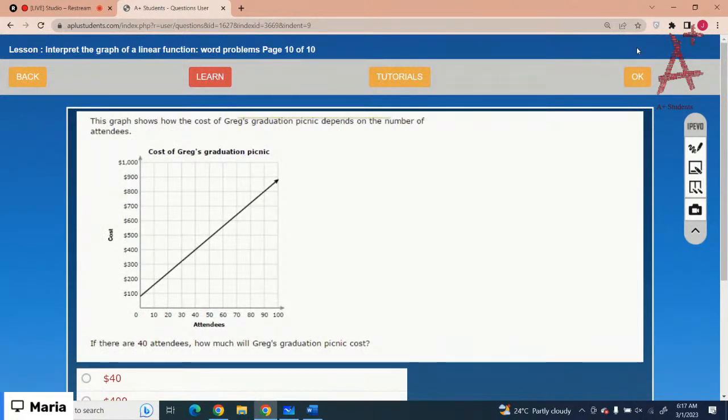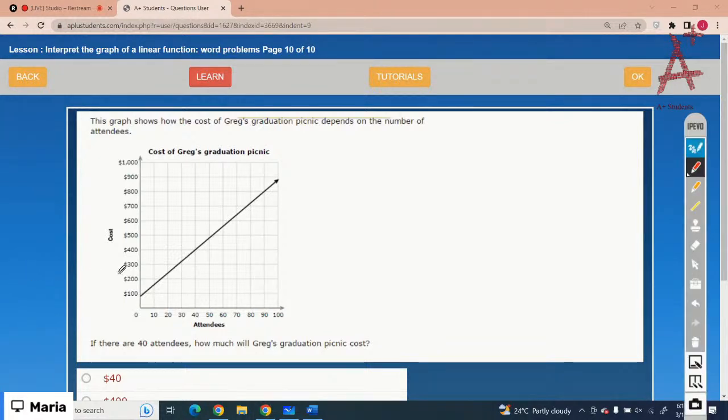The graph shows how the cost of a graduation picnic depends on the number of attendees. If there are 40 attendees, how much does the graduation picnic cost? 40 attendees. Attendees are here on the x-axis. Just match it to the graph. So when there are 40 attendees, the cost is $400. Got it?